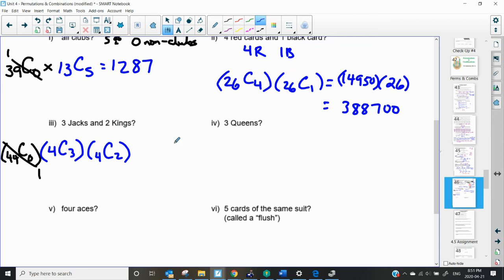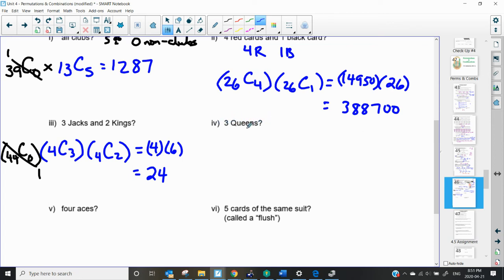So 4 choose 3 times 4 choose 2. 4 choose 3 is 4. 4 choose 2 is 6. So there are only 24 possible hands that would contain 3 jacks and 2 kings. So I'm sure if you were to look into the game of poker or look in the rules of poker, this is probably a hand that would be considered a higher value in the game because it's less likely to happen.